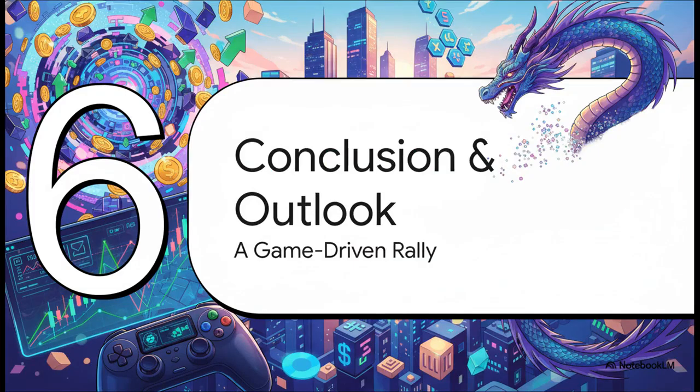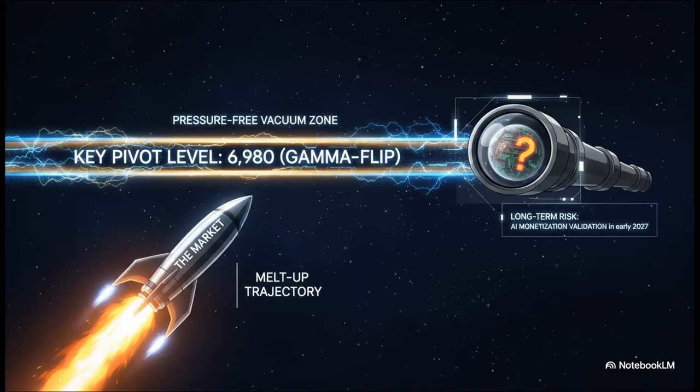And that brings us to our final section, where we'll pull it all together. Section 6, Conclusion and Outlook. We're going to synthesize the margins and key pivot levels of this whole game-driven rally. So what are we looking out for the near term? Well, the market is likely going to keep this melt-up profile going at least before Friday. Wednesday and Thursday are seen as the key windows to watch for any signs of momentum exhaustion.